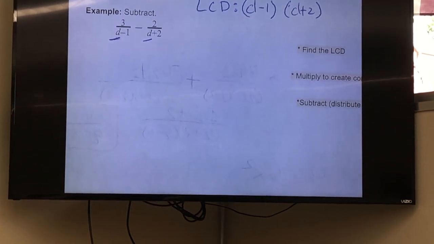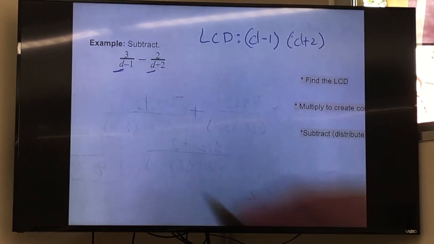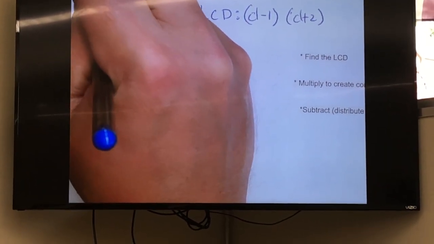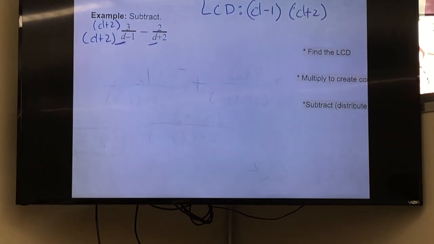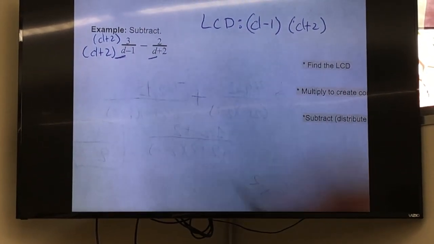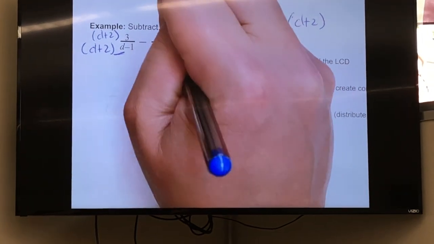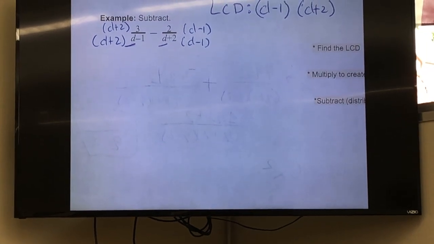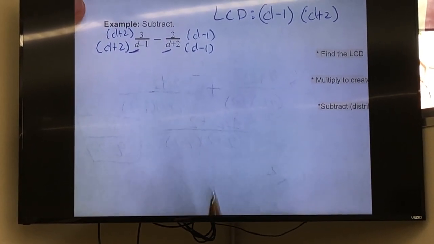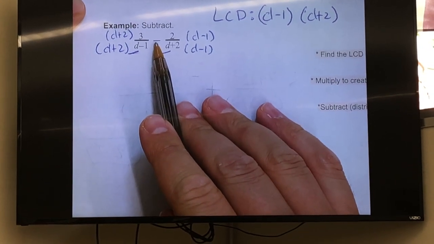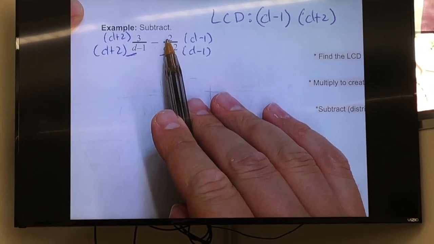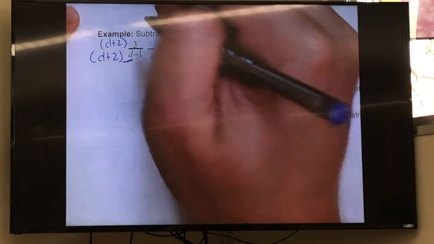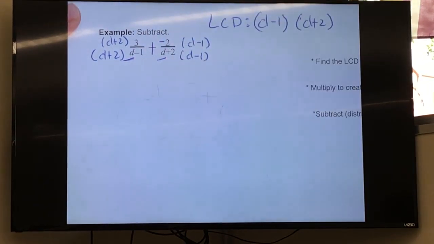So on the left-hand side, we're going to multiply this by our d plus 2, and on the top, a d plus 2. On the other one, we're going to do a d minus 1 and d minus 1, okay? Now, when I rewrite it, I'm going to take that negative sign and distribute it to the 2. So changing this into a plus and making this a negative 2. Okay, I'm going to rewrite it here.